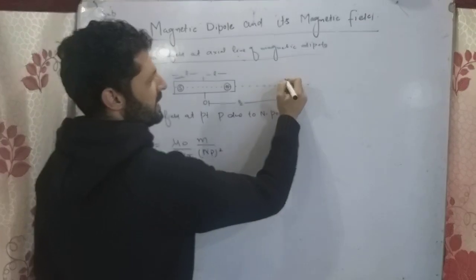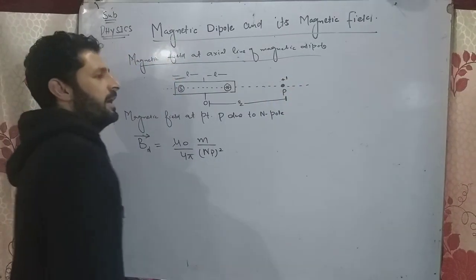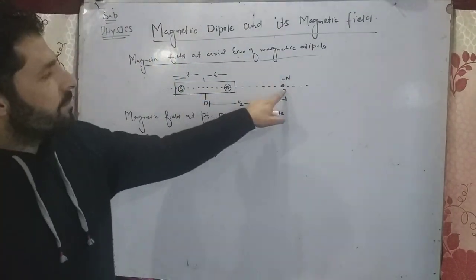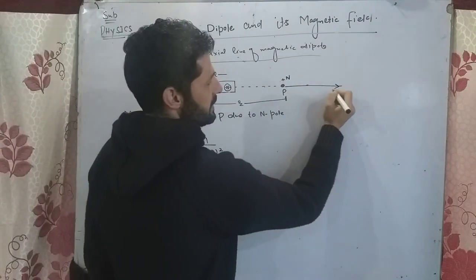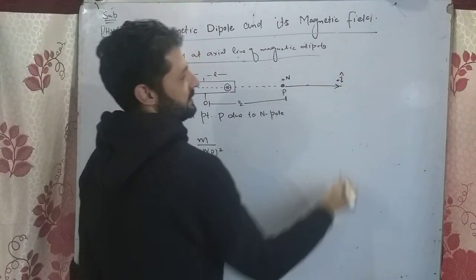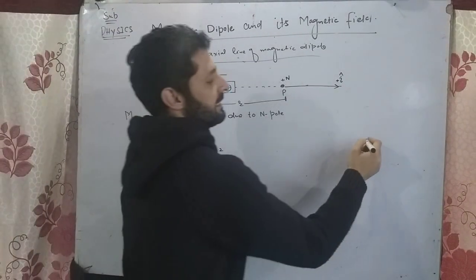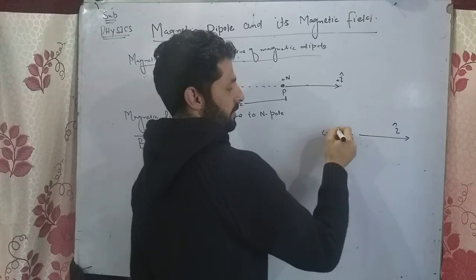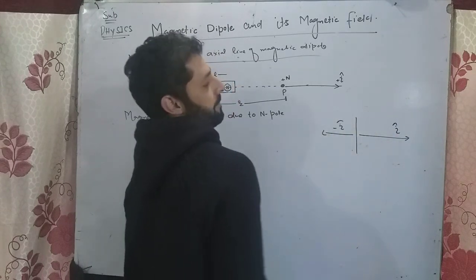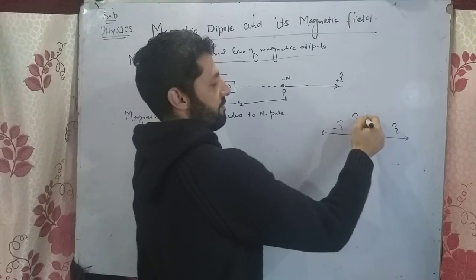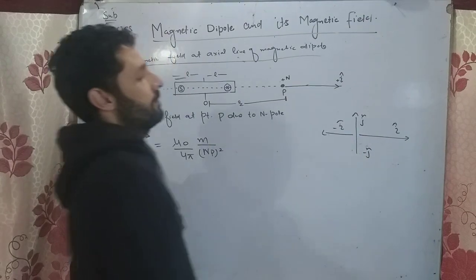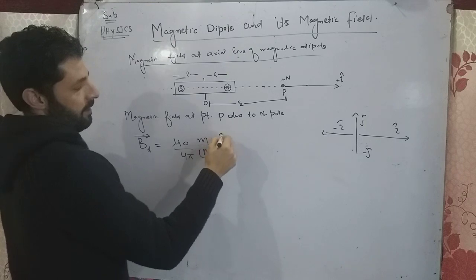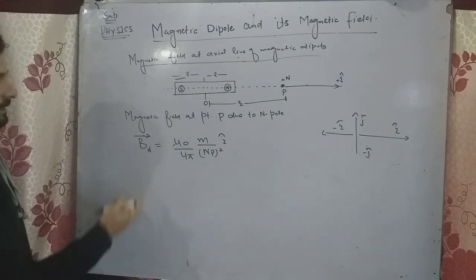Let us suppose at point P there lies a unit north pole. Now this north pole will repel the unit north pole, and the direction of the field will be along this direction, that's the positive x-axis, positive i cap. If it is in the positive x direction it is i cap, if in this direction it is minus i cap, if in this direction it is j cap, and if in this direction it is minus j cap. So here the direction is i cap.